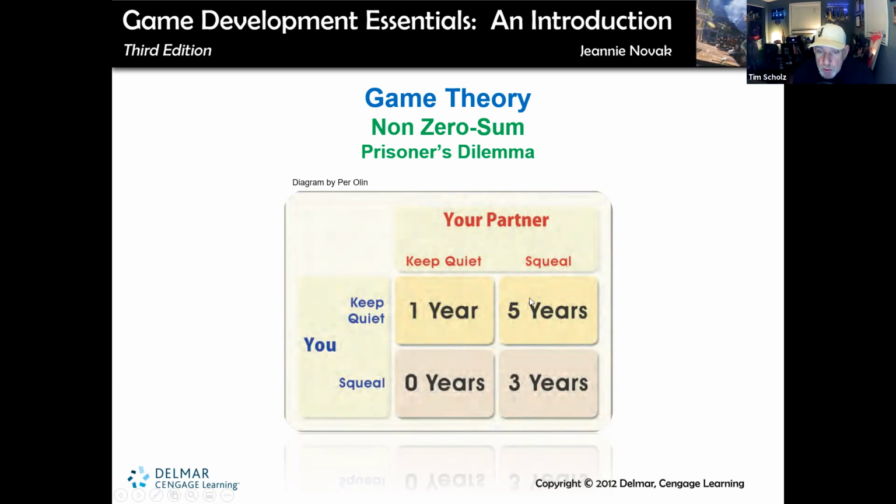If you squeal, but they decide that they're not going to say anything, then because you told them they did everything, they're going to get 5 years and you're going to get 0 years. And the other scenario is, if they decide that they're going to talk and you keep quiet, you're going to end up getting 5 years. And if you both end up squealing, you're both going to get 3 years.